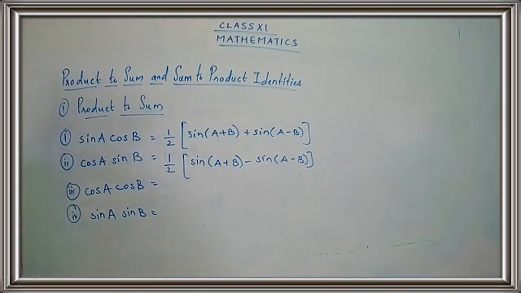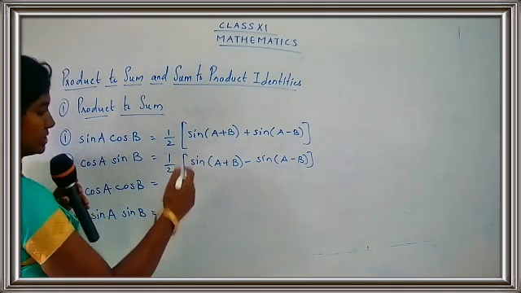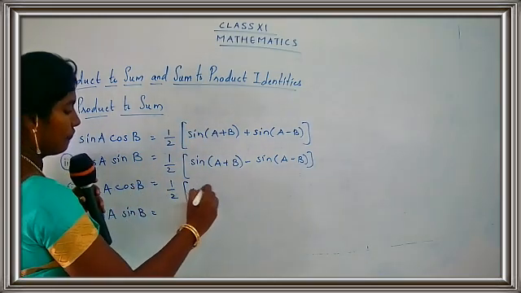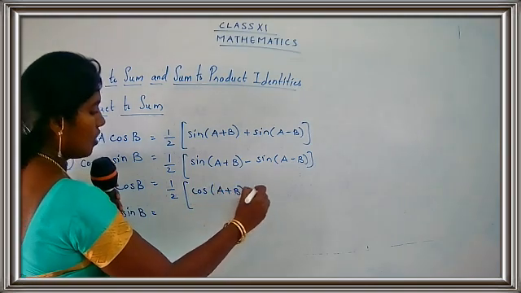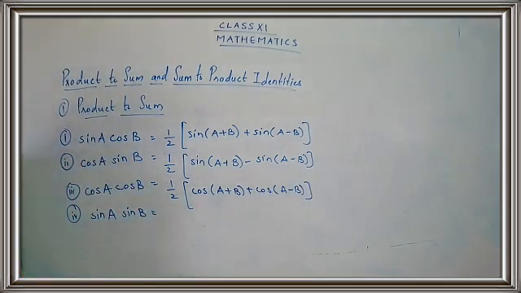Coming to the third one, it's cos A cos B. When you have cos A cos B, you are going to deal with the formula for cos, so just replace sin with cos. You get half of cos A plus B plus cos A minus B. So what's the formula for cos A cos B? Cos A cos B is half of cos of A plus B plus cos of A minus B. This is the formula for cos A cos B: half of cos A plus B plus cos A minus B.